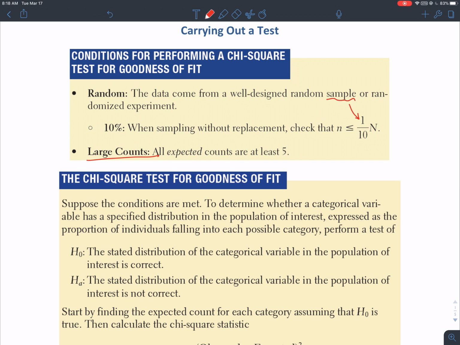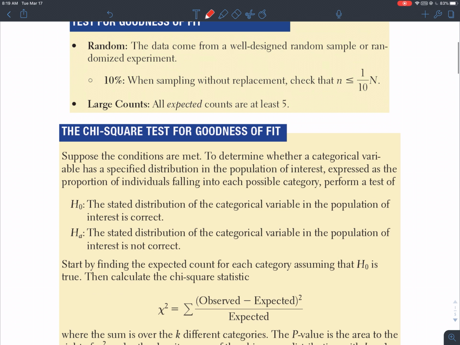And then here we have the large counts condition for chi-square goodness of fit is all expected counts are at least 5. Expected counts. So not observed counts, expected counts. Okay? Then if that happens, the sampling distribution of the chi-square statistic will be approximately a chi-square distribution. That's what this says. So what I would do if I were you, just write the condition is met, not to get yourself confused or maybe write the wrong thing down.